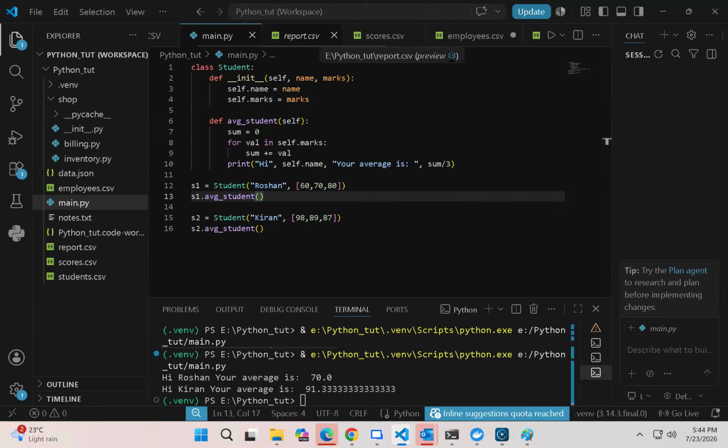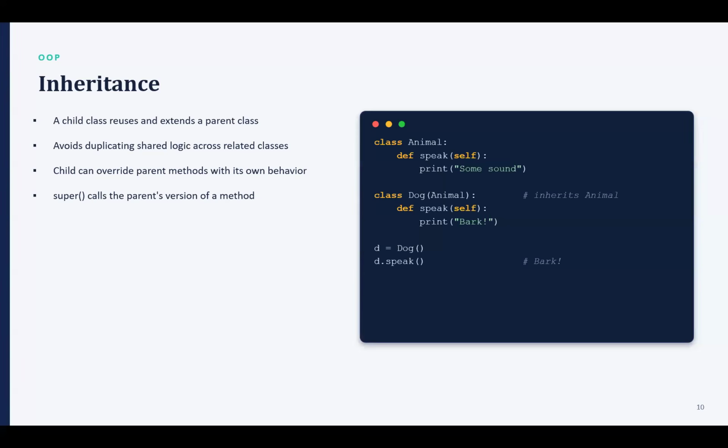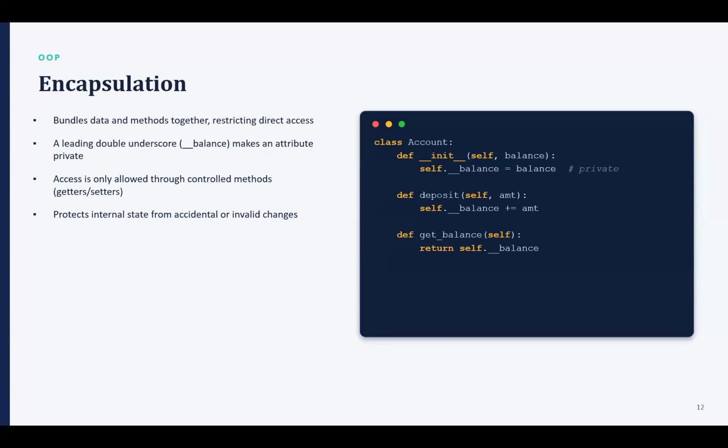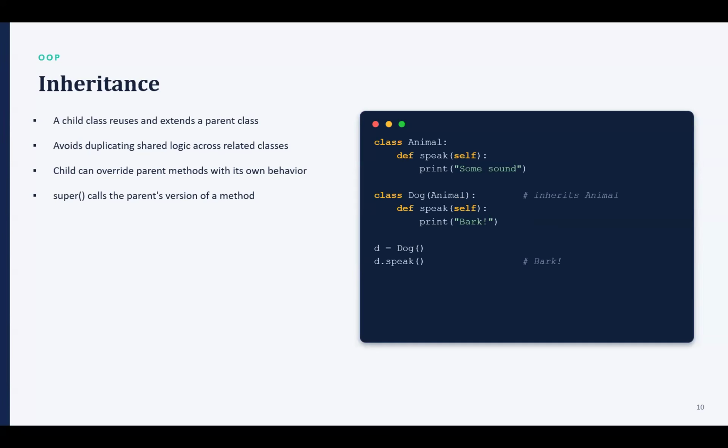Now, object-oriented programming itself includes 4 pillars. These 4 pillars are basically inheritance, polymorphism, encapsulation, and abstraction. So see, inheritance. Inheritance is basically when you take any parent class data into the child class data.